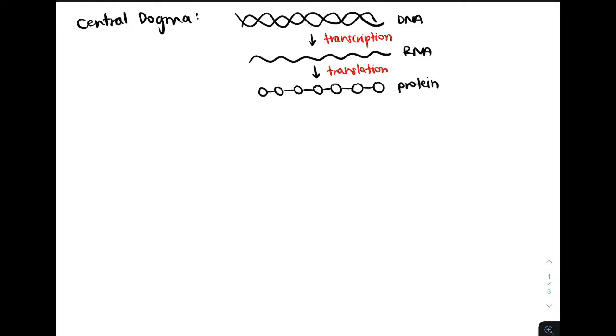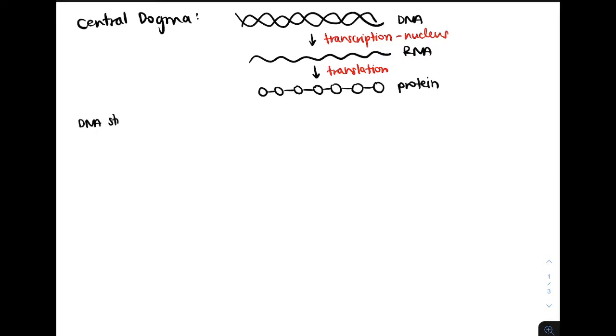So transcription is the process by which we create RNA from DNA. And this is important because we must first convert DNA to RNA in order to then create proteins. So the first step to creating proteins is transcription. Transcription occurs in the nucleus of the cell.